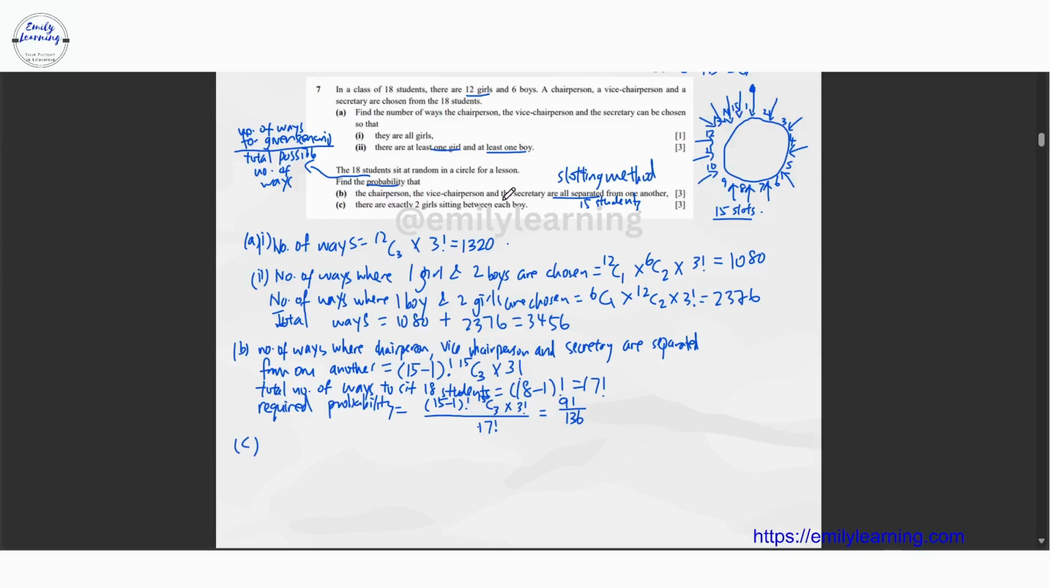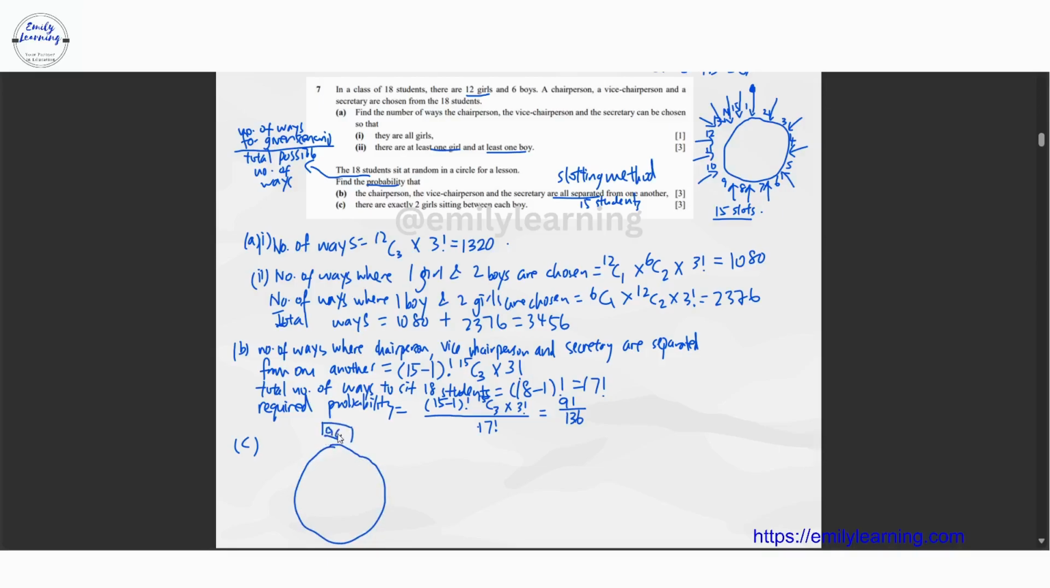So I'll use the slotting method for this question, because the 2 girls are always separated by a boy, or the one boy is always separated by the two girls. So you can either slot in the two girls or you can slot in the boy. It is the same, there's no difference. So what I'll do is probably I'll slot in the two girls first. Because there are 12 girls, and two girls sit together, there will be 6 groups of 2 girls. So I'll sit down the 6 groups of 2 girls first.